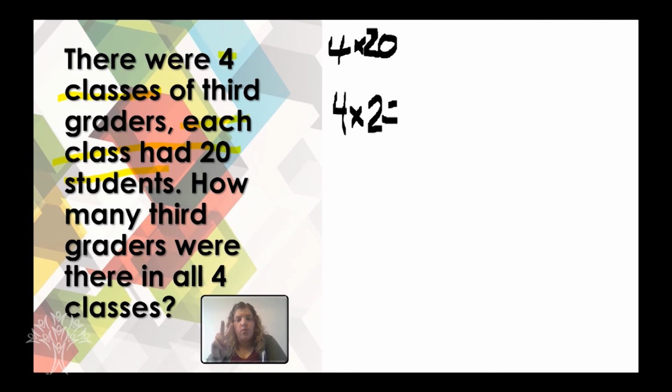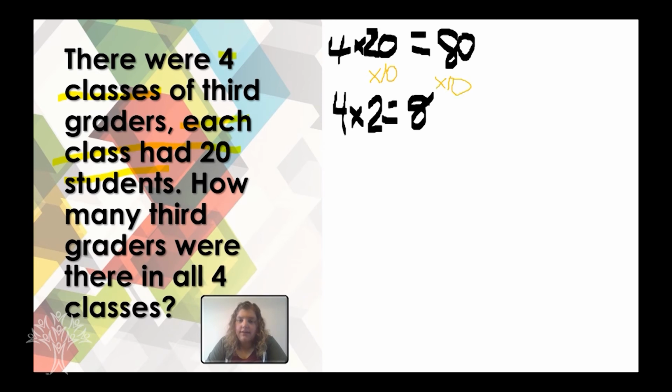2, 4, 6, 8. All I have to do here is multiply that by a 10 because I multiplied this one by a 10. So 2 times 10 is 20. So 8 times 10 is 80.